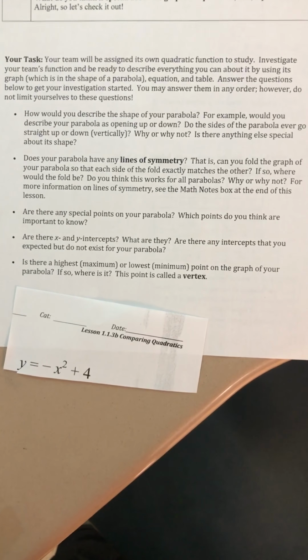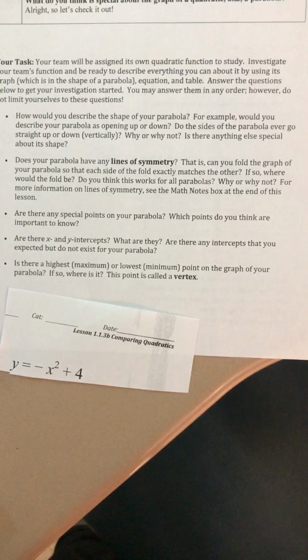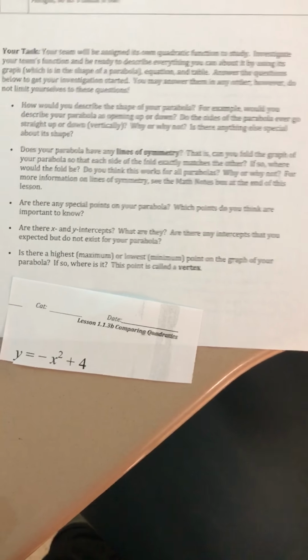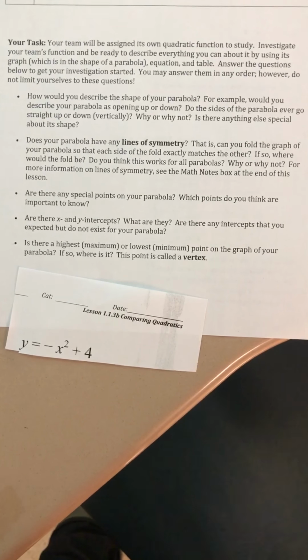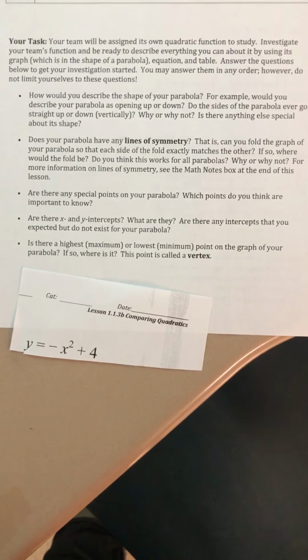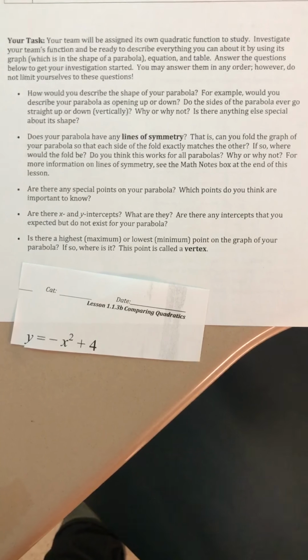Would you describe it as opening up or down? Did the sides ever go straight up vertically? Why or why not? Is there anything special? So questions like that. Really you guys just had to graph this thing and then talk about all the special things about it. What I have up here is a bunch of different graphs that the Lions did that I thought would be helpful for us to see and compare.